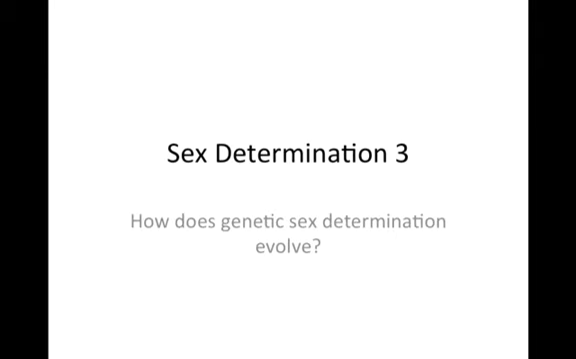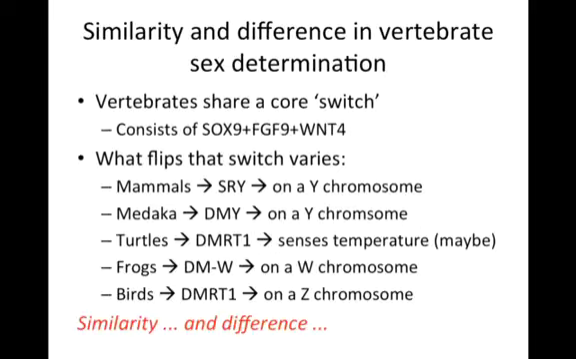Hi everyone, so this is our third video on sex determination, and we're going to talk about how new forms of genetic sex determination evolve. Okay, so in our last two videos we've learned that vertebrates share this core switch consisting of 3 genes, but that what flips this switch from the male state to the female state varies across different groups of vertebrates.